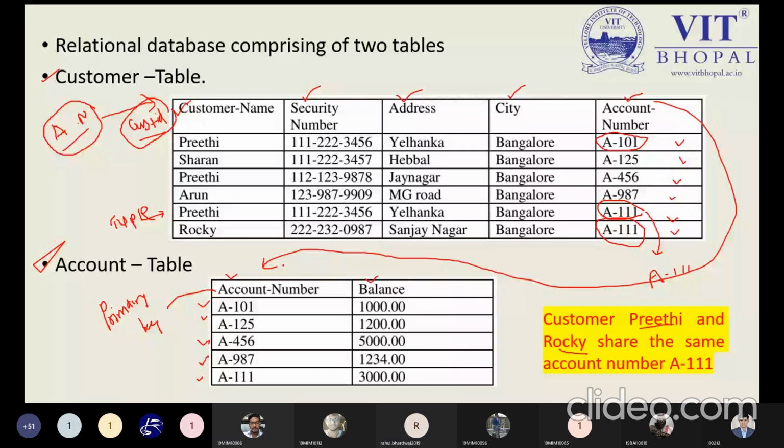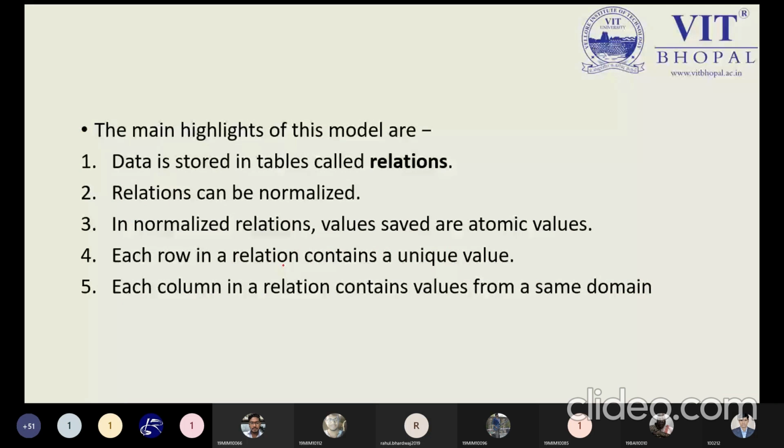I'm moving to my next slide, which shows the main highlight of this model: data is stored in a table, called a relation, as I told you, and relations can be normalized. Normalization can be understood as simplification. Why is simplification required? Because you have a table or relation, and this table can be simplified by breaking it into other relations or tables, and we will see that in normalization.